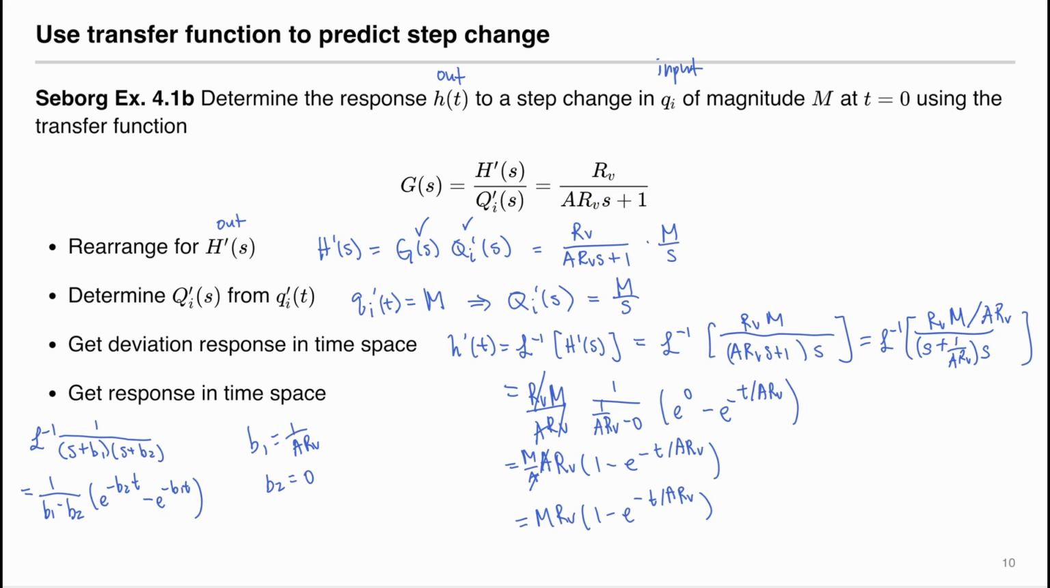Is that it? No, because we only determined H prime of t in the deviation space. What we do want is in the time space, h of t, which is the deviation plus the nominal steady state, h bar. But we are not supplied with h bar, so we'll just write it out. That is our final response.